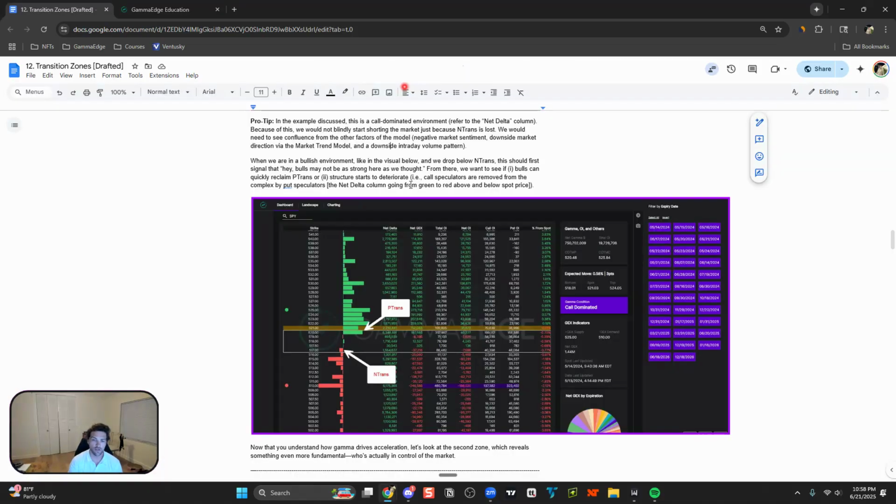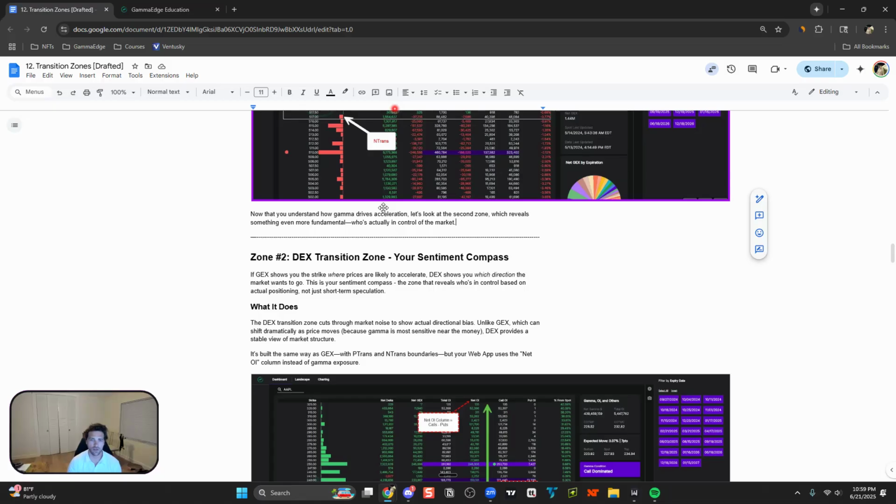So going back to this specific example, in this call dominated environment, if we do drop below N-trans, this should be the first signal that we should be thinking to ourselves, hey, bulls may not be as strong here as we thought. From this point forward, we would want to see one, if bulls can quickly reclaim P-trans, or two, the structure starts to deteriorate, meaning that call speculators are removed from the complex and put speculators step in. And the way that you would see this in this visualization is all this green shifts to red.